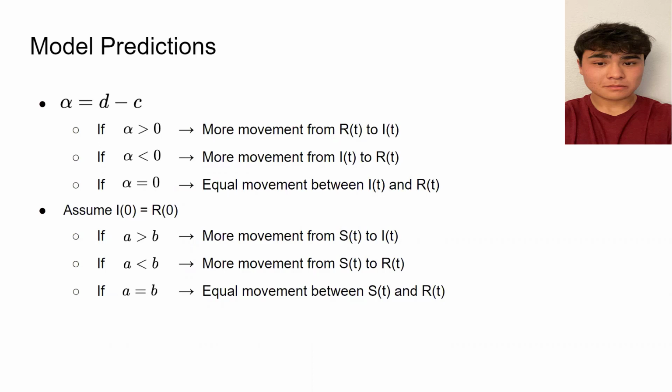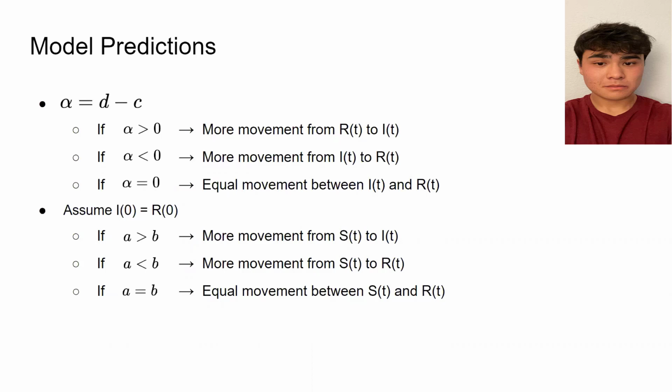which in turn causes more individuals to switch from the correctly informed group to the misinformed. In case 2, we see the reverse, where C is now greater than D, which means that there will be more movement from I to R, leading to more people moving from the misinformed group to the correctly informed. Lastly, in case 3, we see a situation where C and D are equal, so this means that there is equal movement between I and R.